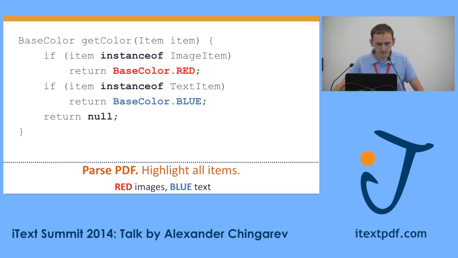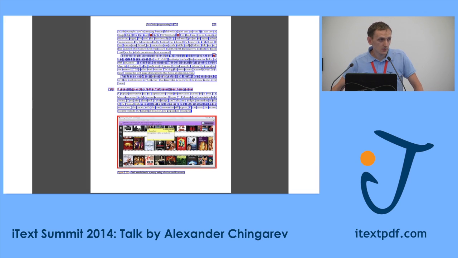And the final piece of code in this part of the presentation is a getColor method, which is used by the highlight method. You can see that if the item is an image item, then the method returns red color, and if the item is a text item, then the method returns blue color. So on this slide you can see that we have successfully parsed the page content, and we have highlighted all the parsed items. All text items are surrounded with blue rectangles, while the image is surrounded with a red rectangle.